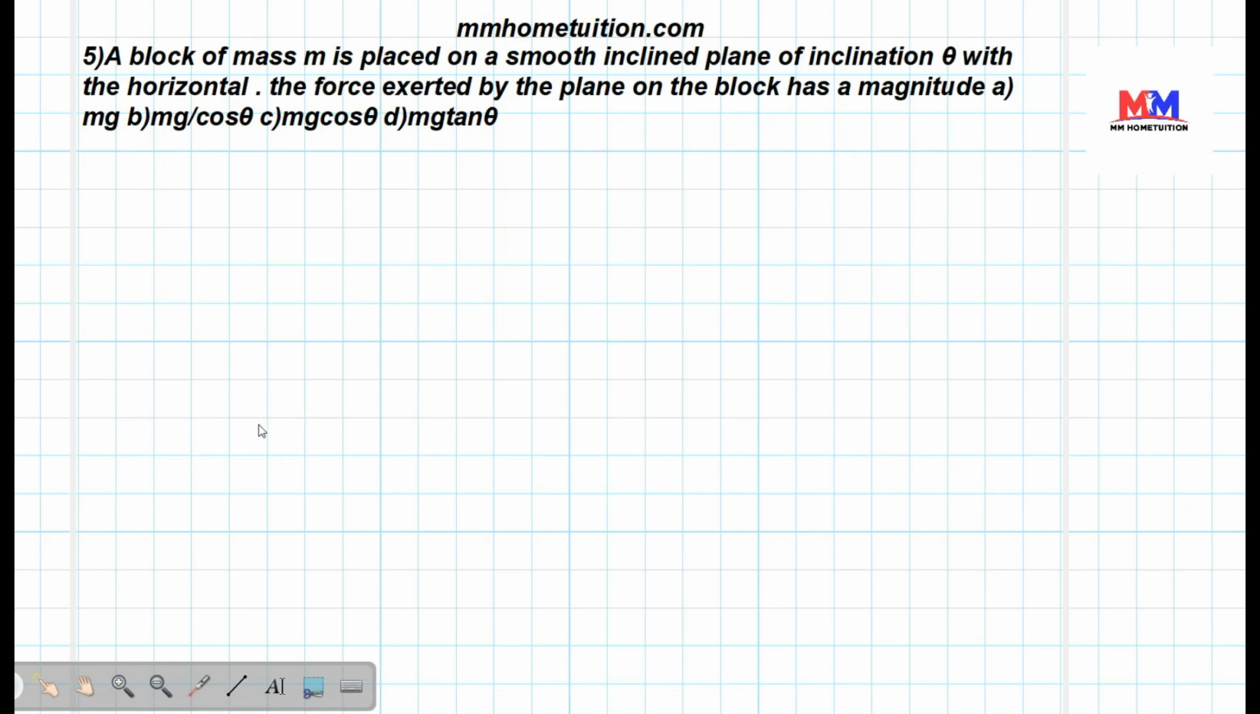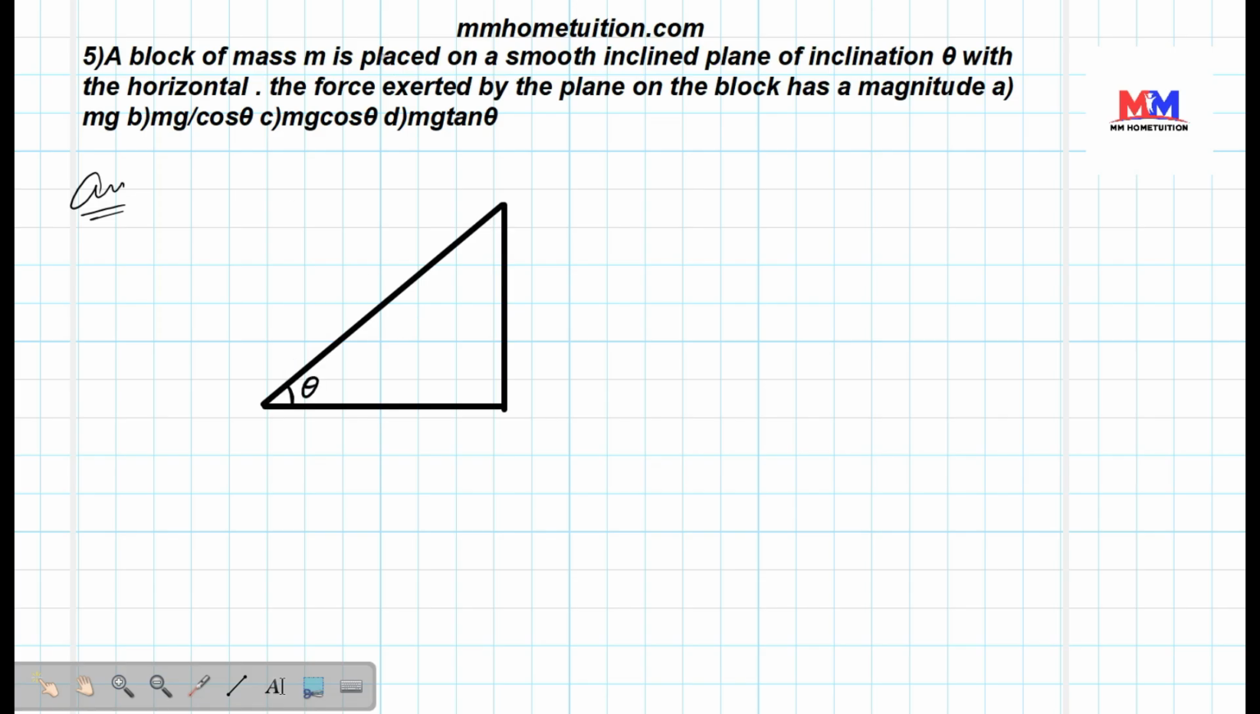So the question is: given a block of mass m. The block of mass m is placed on a smooth inclined plane of inclination theta with the horizontal. So this is the inclination theta.